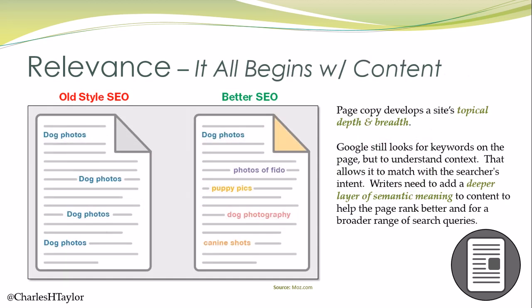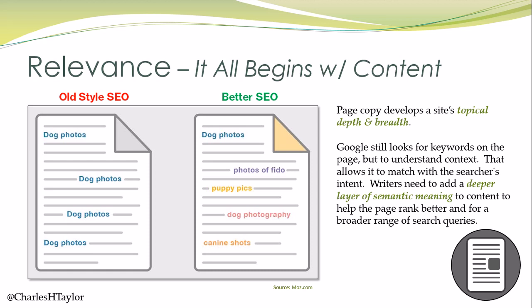So in the old days of SEO, if someone wanted to rank for a term, let's take dog photos as an example, you would just put the word dog photos on the page a whole bunch of times, and quite honestly, whoever had the word the most on the page would win. And then we got a little more sophisticated as SEOs, and we said we don't just want the word over and over again. We need to use synonyms and related terms for that word.